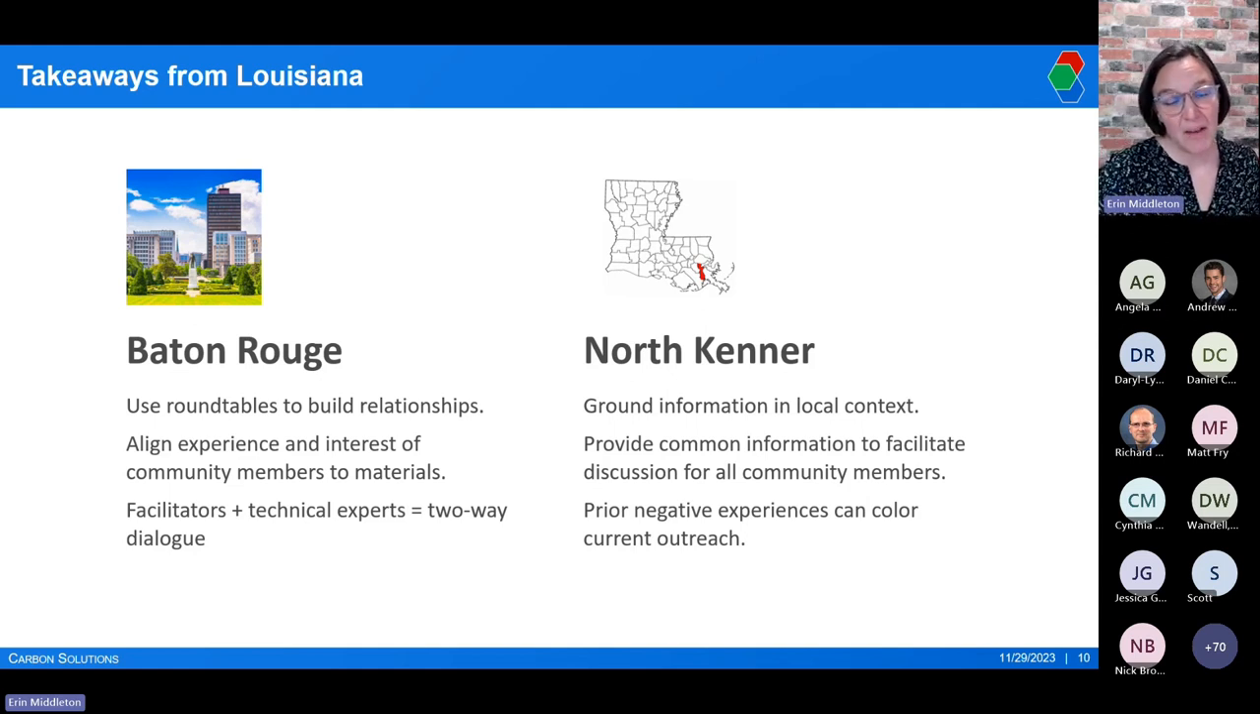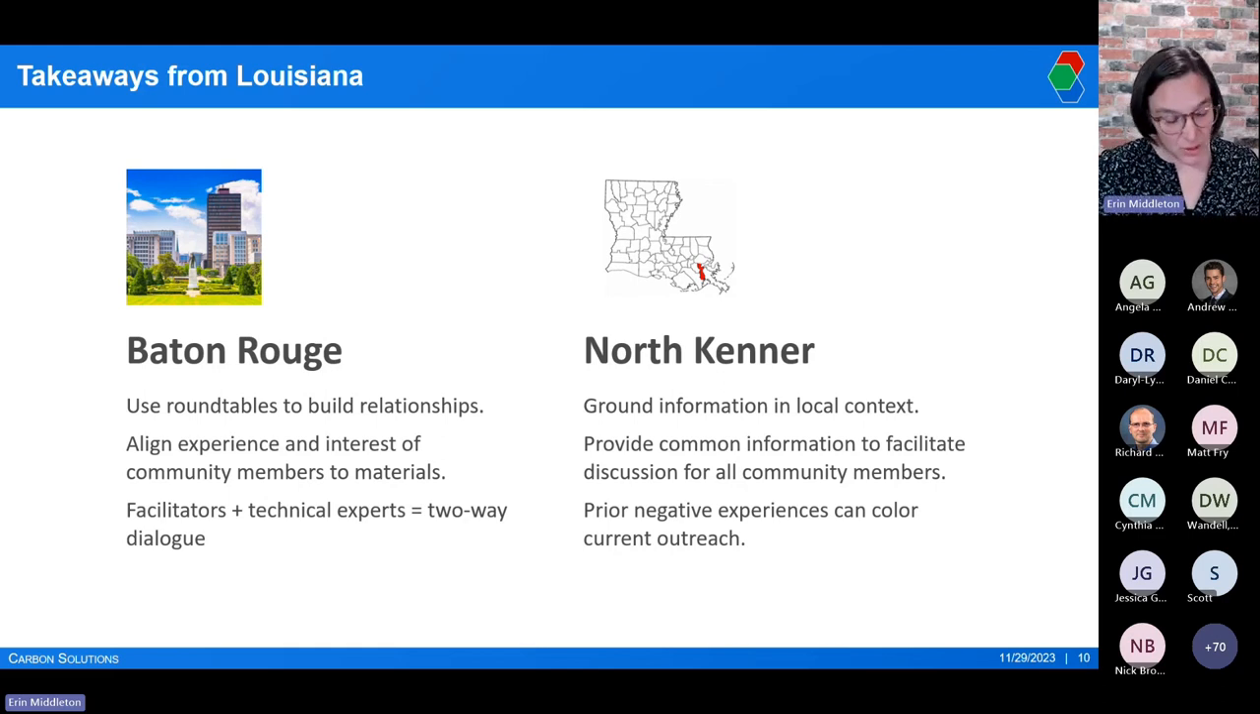So in North Kenner, having some information about here's the project information we know about or we don't know about, whether we are associated with a project or not, is really helpful. In addition, providing common information, which is going to be a thread across all of these, can really help facilitate discussion for all community members.